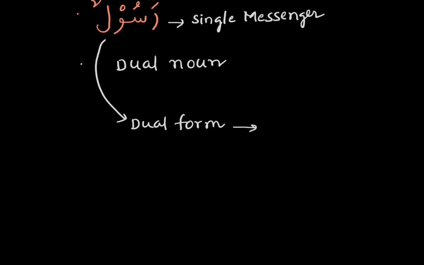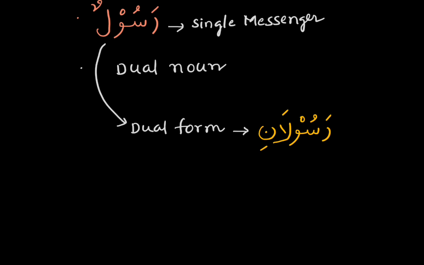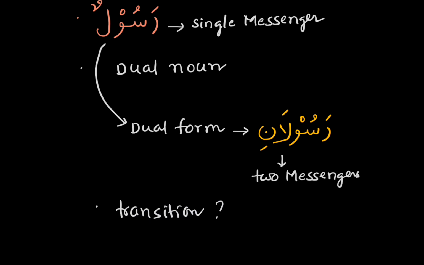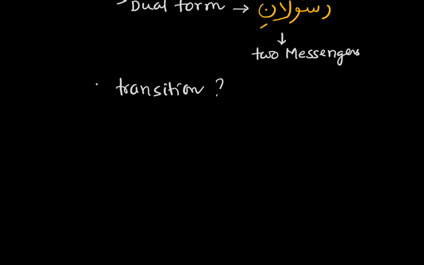The dual form of Rasulun is Rasulani. The meaning of Rasulani is two messengers. Now let us learn how this transition has taken place, from Rasulun to Rasulani.